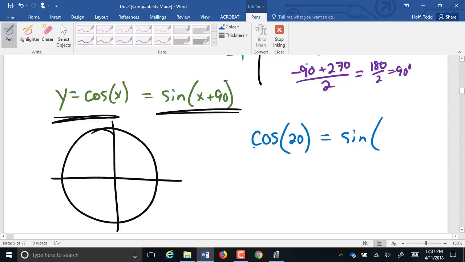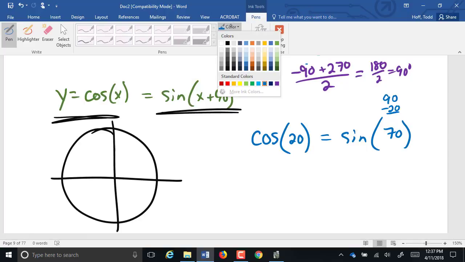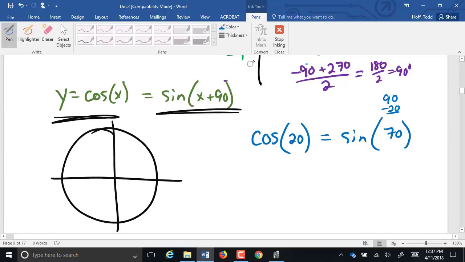Remember, cosine means the sine of the complement, right? What's the complement of 20? You got it, 70 degrees, 90 minus 20. Complement means they add up to a right angle, or 90 degrees. So cosine of 20 equals the sine of 70.